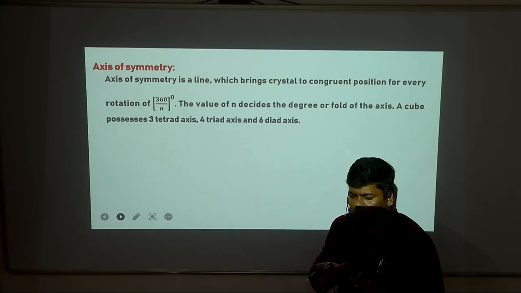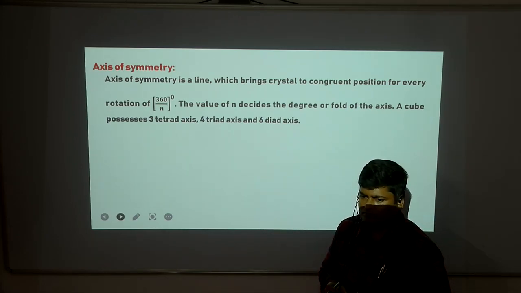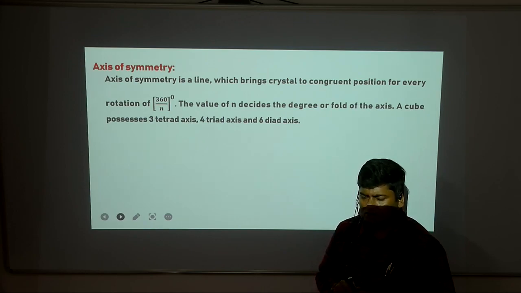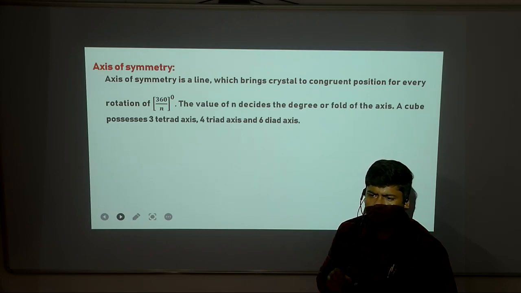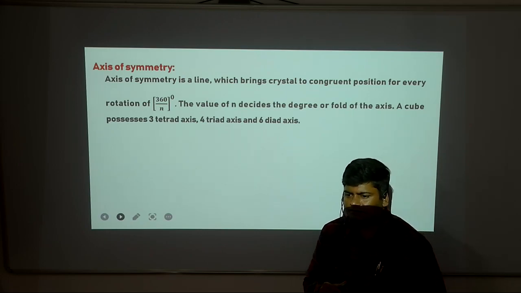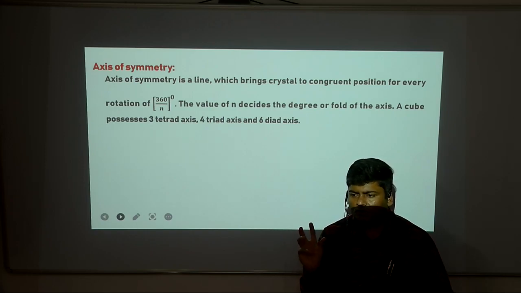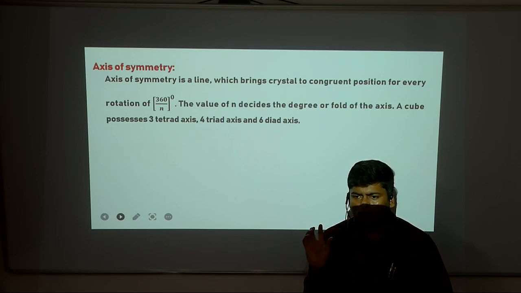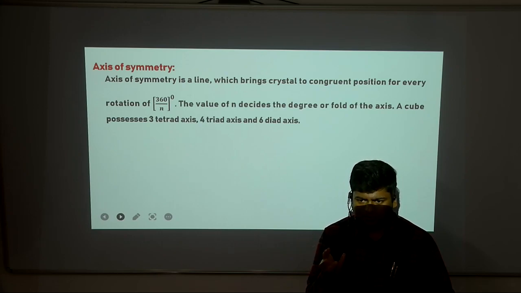It means that if we rotate the crystal, we will come to an identical situation for every rotation. We can rotate the crystal completely by 360 degrees, right? And in the 360 degree rotation, if it is a simple cubic crystal structure and we consider it as a cube, it will come to the identical situation after a rotation of 90 degrees.